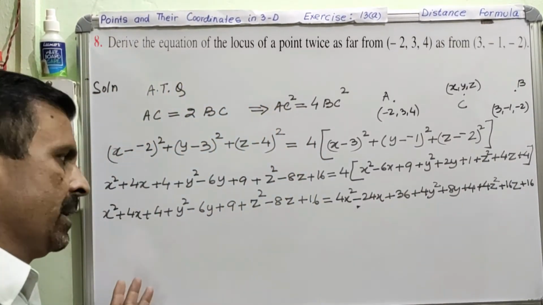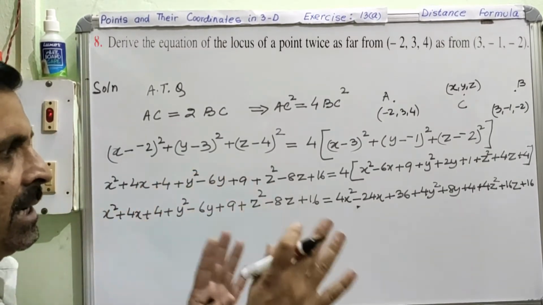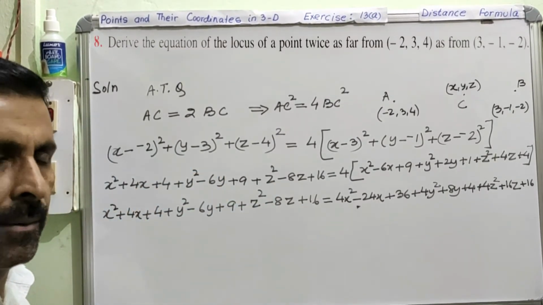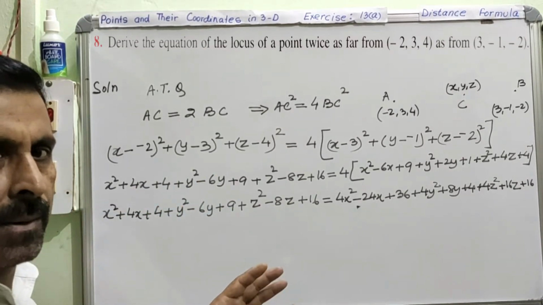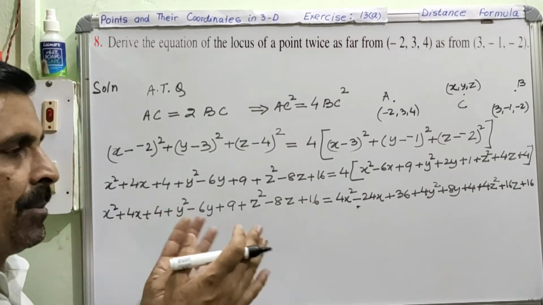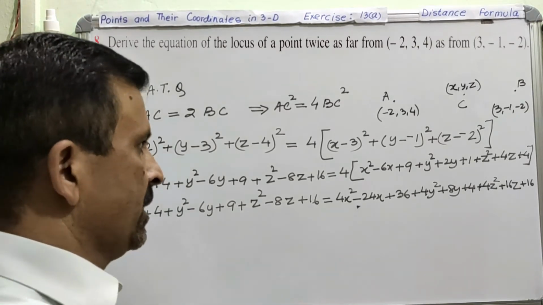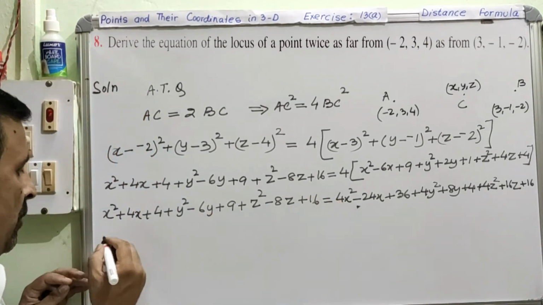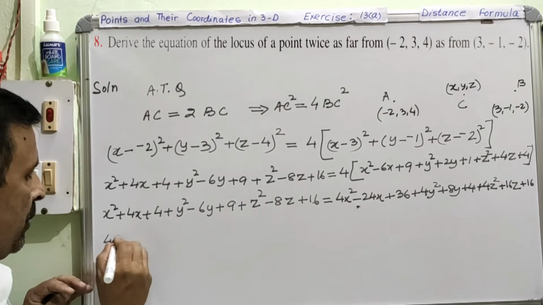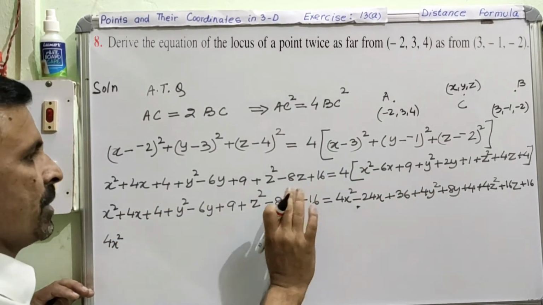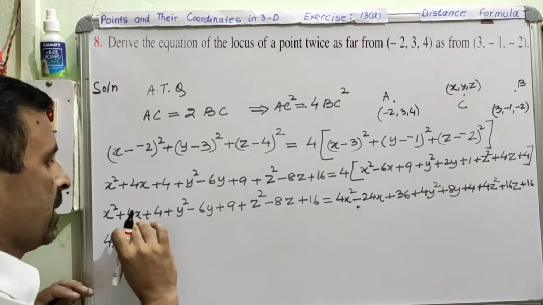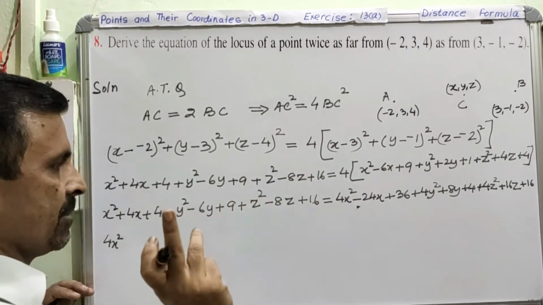Now everything is simplified. We will take it all to one side and simplify. We will collect all the like terms and keep them together, and we will get the final answer. So this is 4x square. I am taking all these terms to the right side. Therefore, the sign of all these terms is going to change. Please keep that in mind.